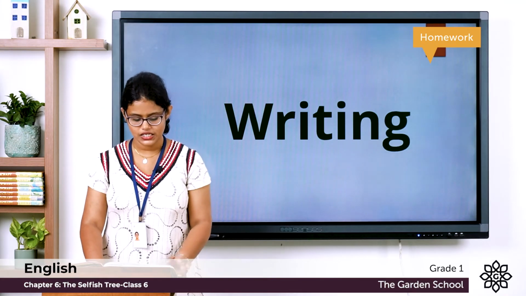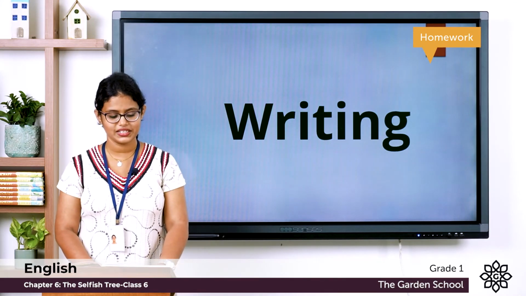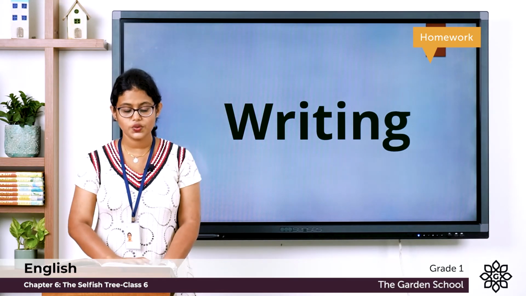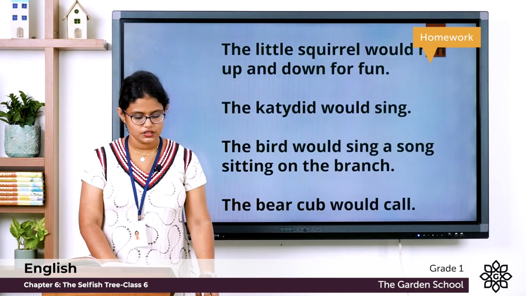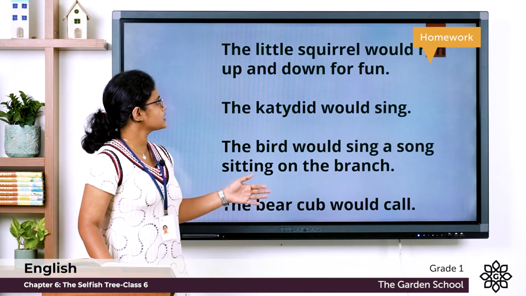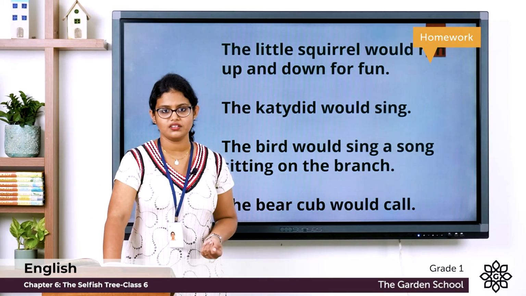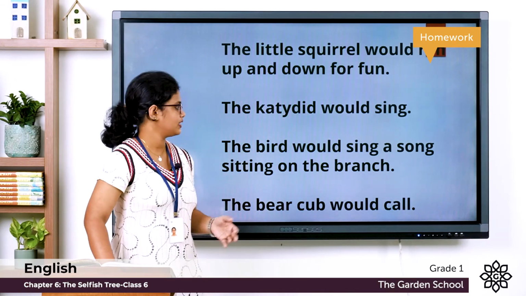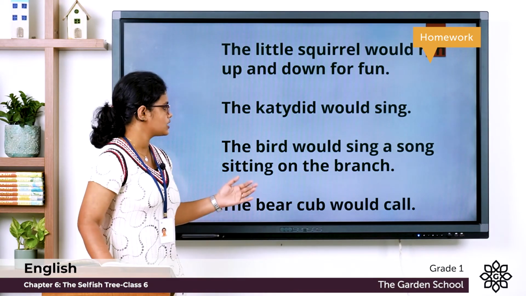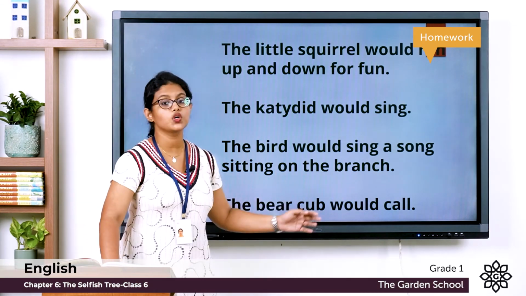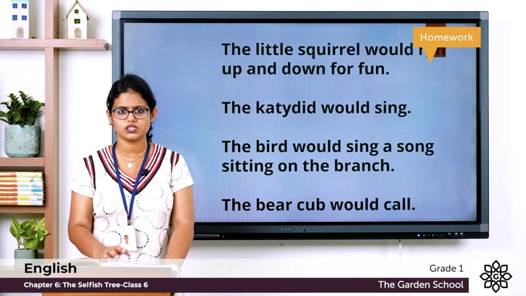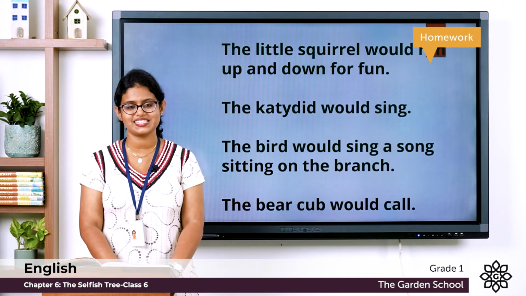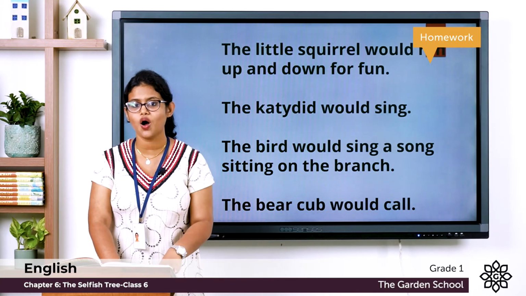Next is writing. On page number 90, there's a question. What could the animals do on the tree? You can write 4 sentences. So the first one: The little squirrel could run up and down for fun. It's one sentence. Then, the katydid could sing. Then, the bird would sing a song sitting on the branch. The bear cub would call. So, these are the 4 sentences. What could animals do on the trees? You can write it in your own words.